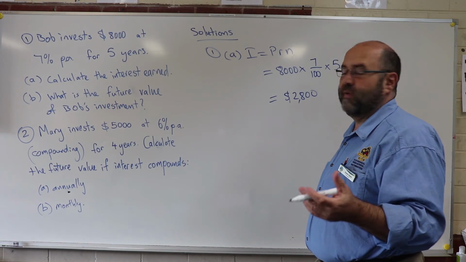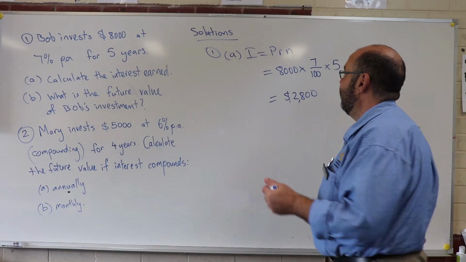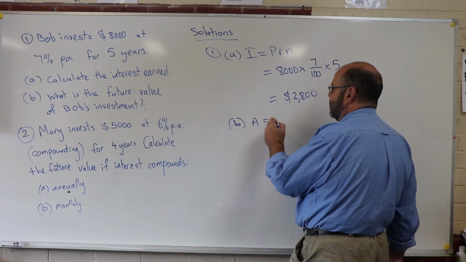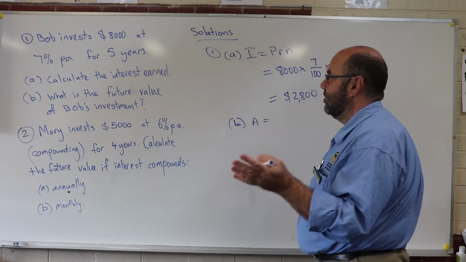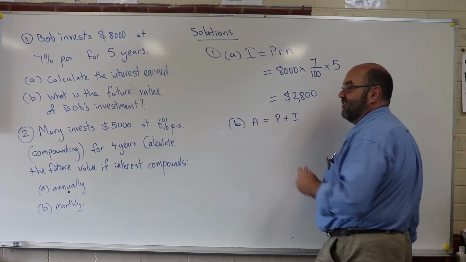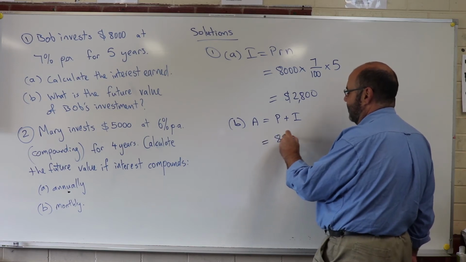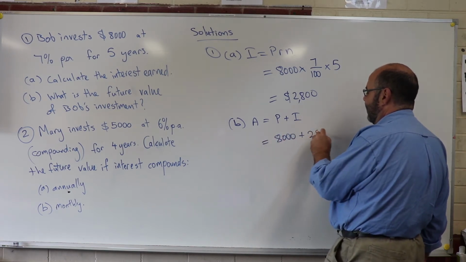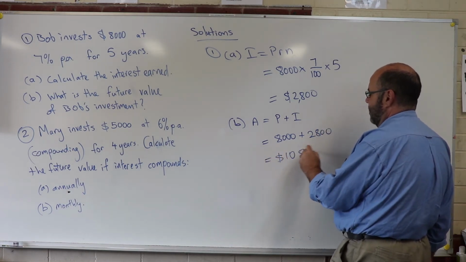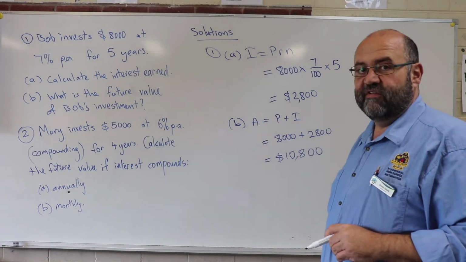Now part B of the question is, what is the future value of Bob's investment? Well, the future value, we can use either A or FV, it's the same thing, is equal to the principal we invest plus the interest that we earn. So we invested $8,000, we earned $2,800 of interest. So the future value of Bob's investment is $10,800.